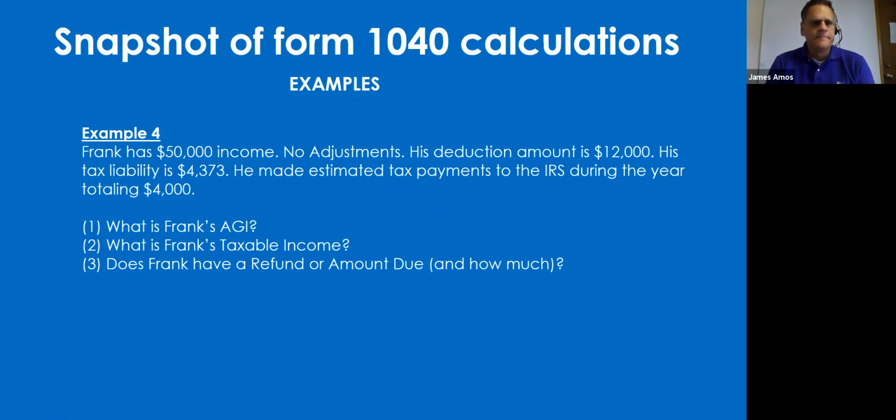Okay, let's do another one. Frank has $50,000 of income, no adjustments. His deduction amount is $12,000. His tax liability is $4,373.